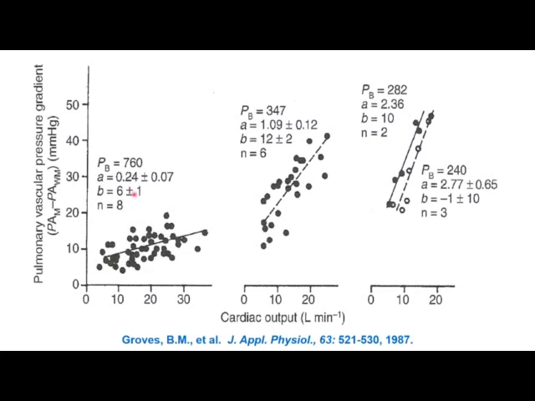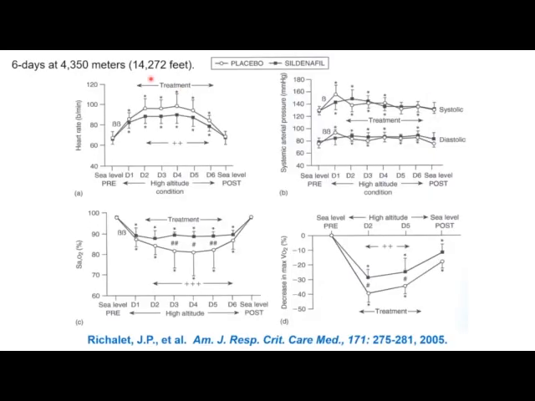So what's shown here is cardiac output on this axis and the pulmonary vascular pressure gradient. So this is basically arterial pulmonary pressure from the pulmonary artery to wedge pressure. And you can see here that at sea level, there's not much change in pulmonary artery pressure with change in cardiac output. But as you get to altitude, there becomes a significant change, with increased pulmonary artery pressure with increased altitude. This can be treated with sildenafil, which is a vasodilator.